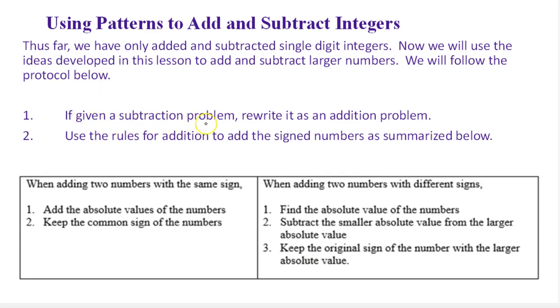So if we're given a subtraction problem, we're going to rewrite it as an addition problem, and then we're going to use the rules for addition to add the signed numbers as summarized below. When you're adding two numbers with the same sign, you add their absolute values and keep the common sign of the numbers. If you're adding two numbers that have different signs, you find the absolute values of the numbers, take the difference between them, and the sign of your answer is the original sign of the number with the larger absolute value. So let's take a look at some examples.